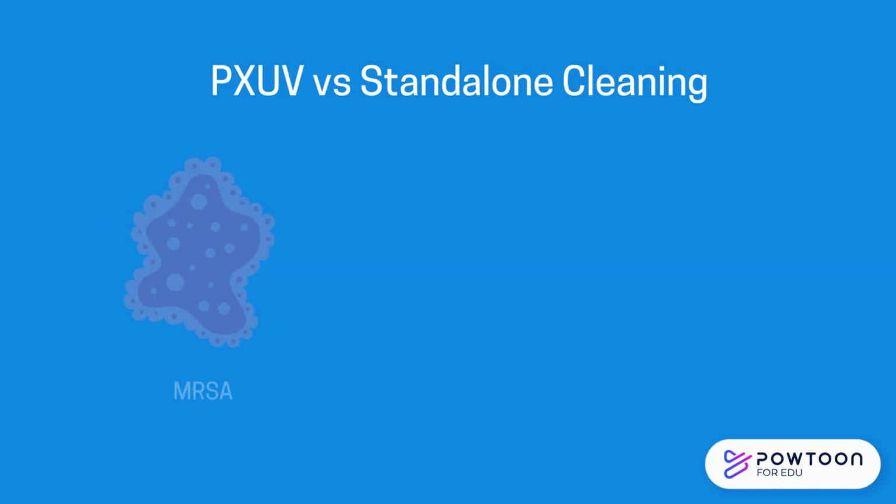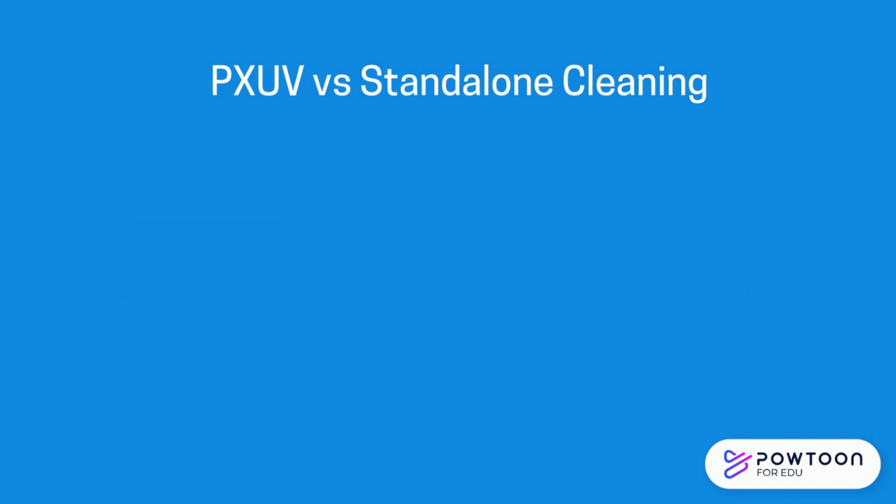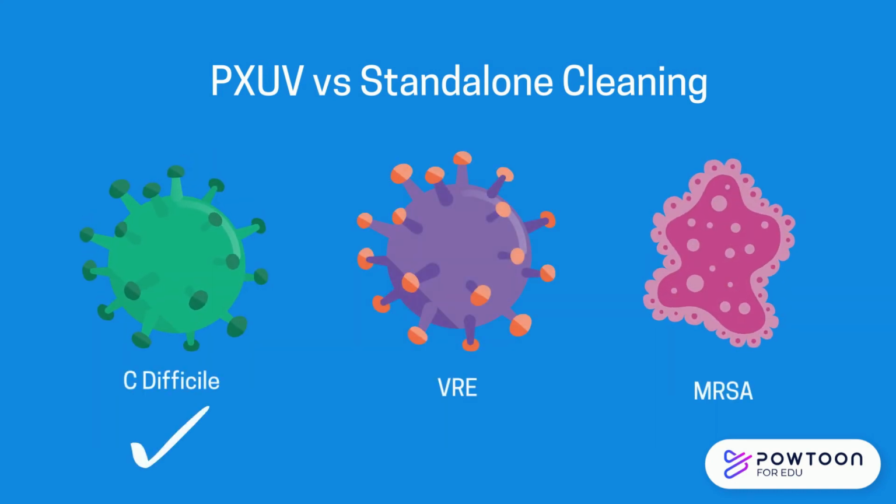Similarly to VRE, the results for MRSA were mixed. One study produced statistically significant results with a relative reduction rate of 27%, while 2 studies showed the opposite, with results in favor of manual cleaning over pulsed xenon UV light supplementation. These findings suggest that pulsed xenon UV light is likely to be effective against C. difficile, but not so much against VRE and MRSA.